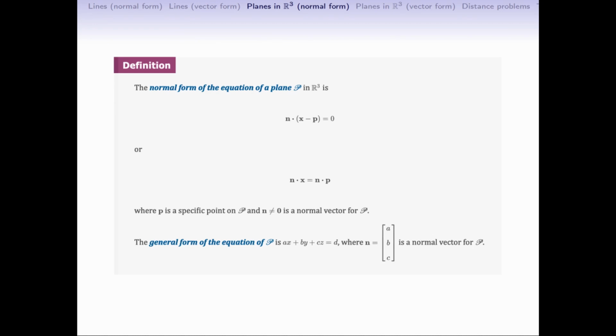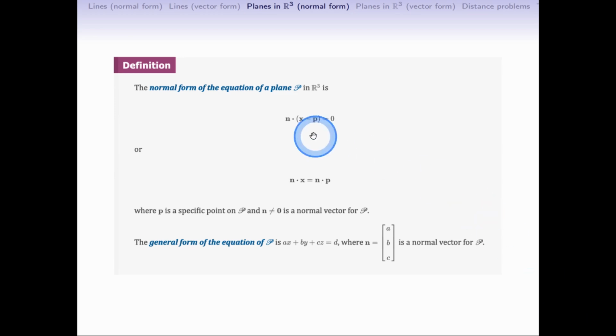The normal form of the equation of a plane P in R3 is n dotted with x minus p equals 0. So given n and p, I can test all the other vectors x through this equation. If a vector x satisfies this equation, then we throw its tip into the plane. And if the vector x doesn't satisfy this equation, we don't include it. Its tip is not included as part of the plane.